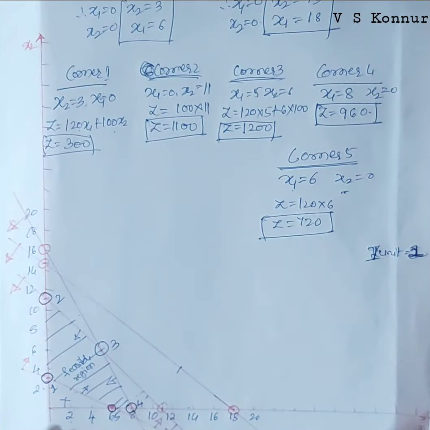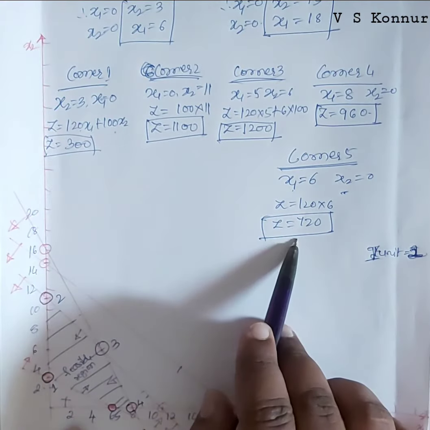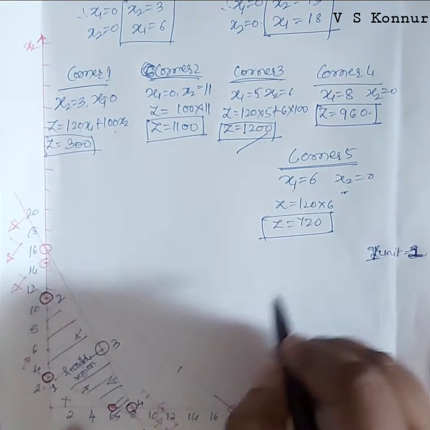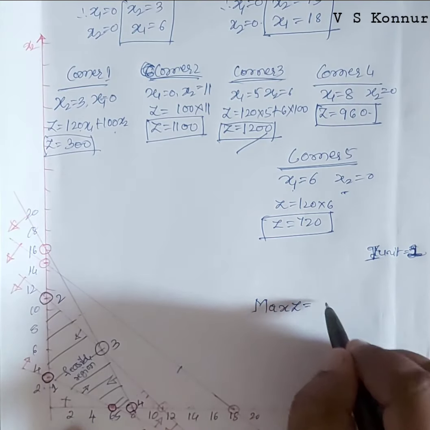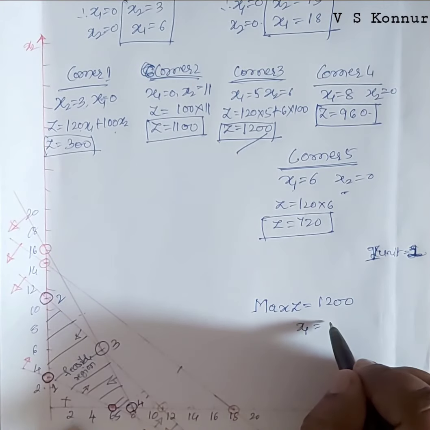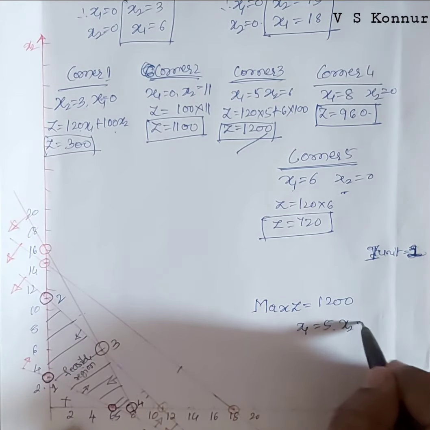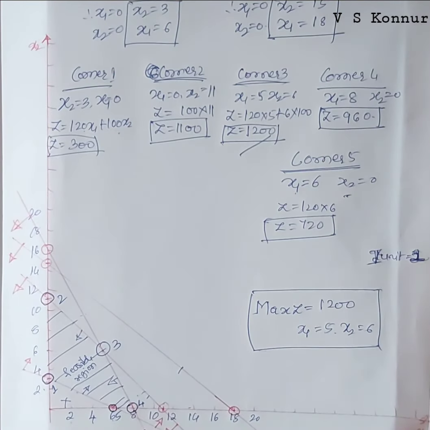Because of that, it is a maximization of z problem. We have to consider the maximum from all these z values, 5 values. So the maximum is this: max of z is equal to 1200, that is x1 is equal to 5, x2 is equal to 6. This is the answer for the given problem.